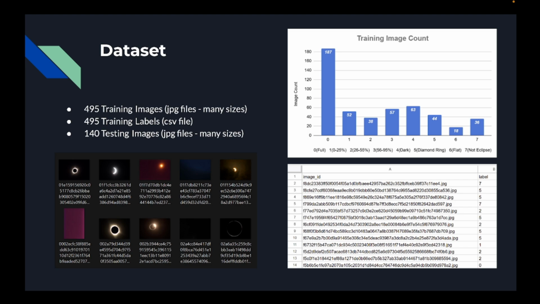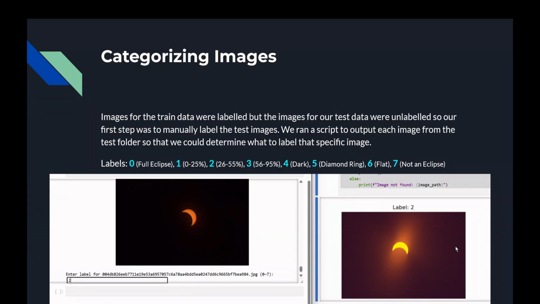Categorizing images. Images for the training data were labeled, but the images for our test data were unlabeled, so our first step was to manually label the test images. We ran a script to output each image from the test folder so that we could determine what to label that specific image. For example, this image popped up and we labeled it 2 since it's in the 26 to 55% range for the eclipse.